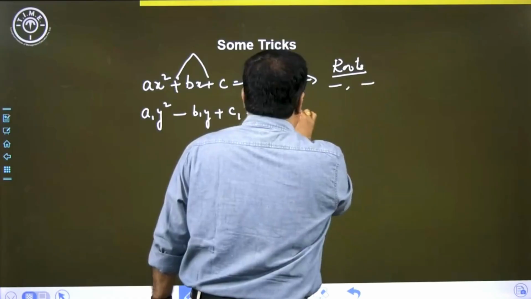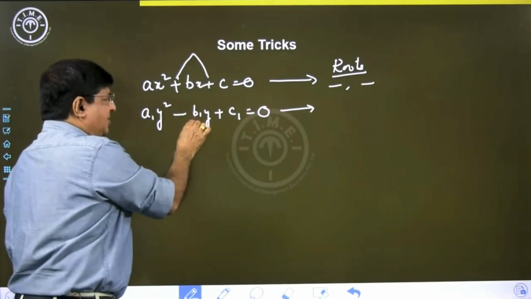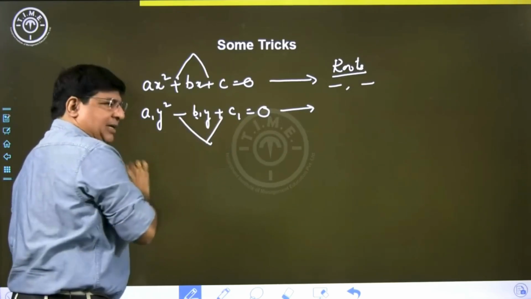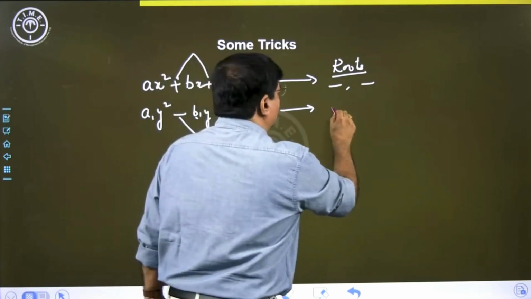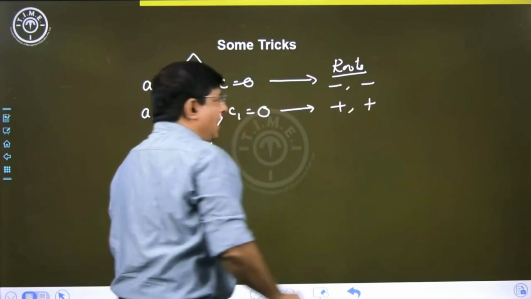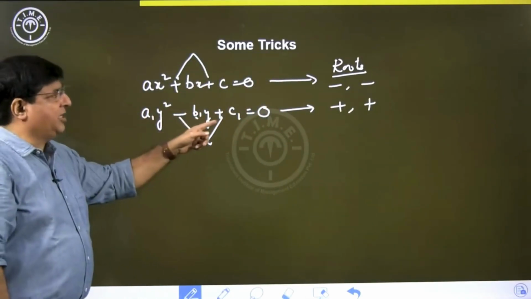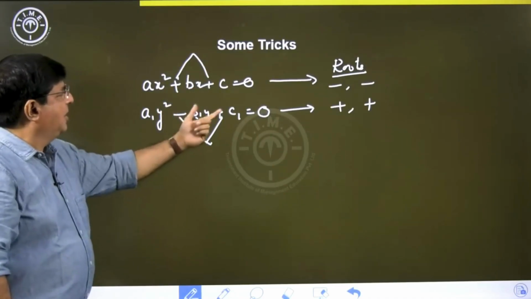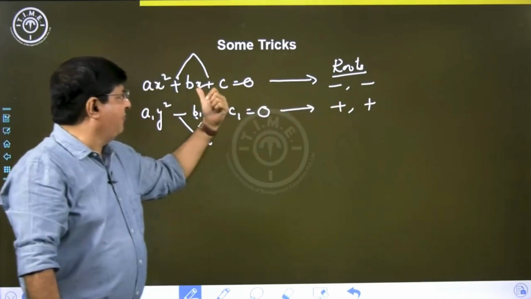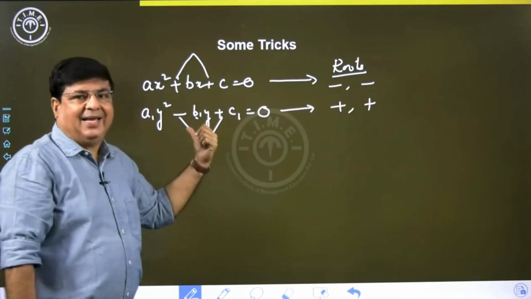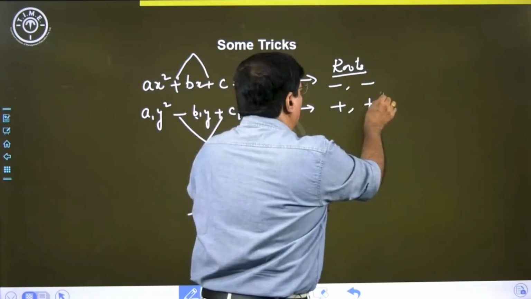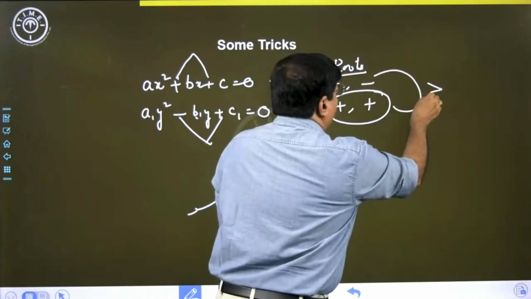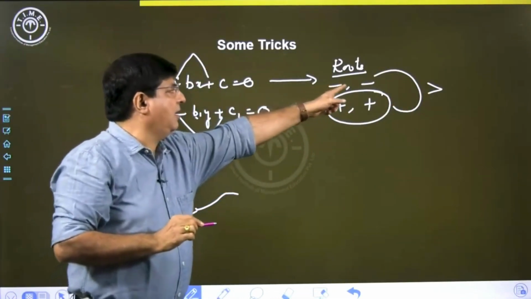Both will be minus. What are the signs of B and C here? Minus and plus. So what will be the sign of the roots? Both will be plus. Now when you get this combination of equations, the roots will be minus minus for the first case and plus plus for the second case, and when you compare these two, the roots which are plus will always be greater than the roots which are minus.